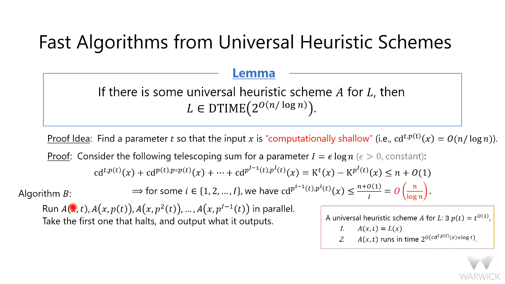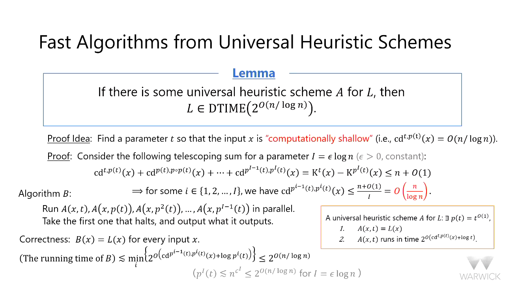You run the universal heuristic scheme in parallel for different parameters, and you take the first one that halts and output what it outputs. And you can easily show that because the universal heuristic scheme runs in 2-to-the-order of computational depth time, this algorithm runs in 2-to-the-order n by log n. That's how we get this algorithm.